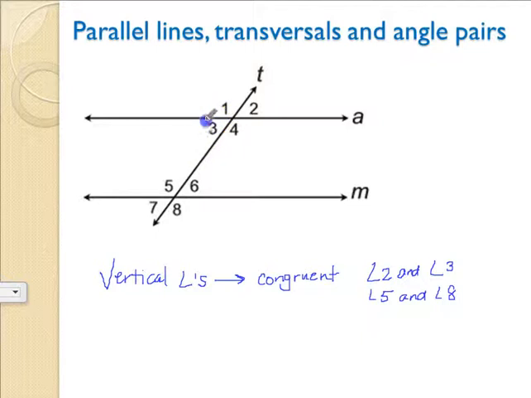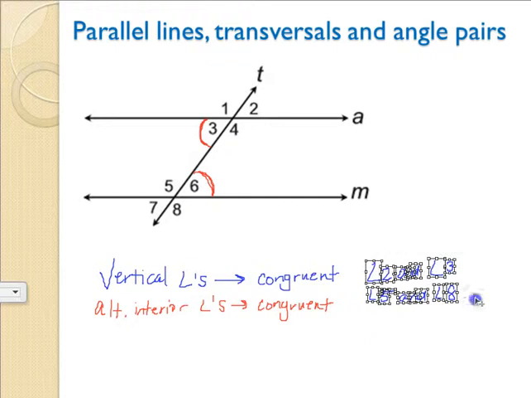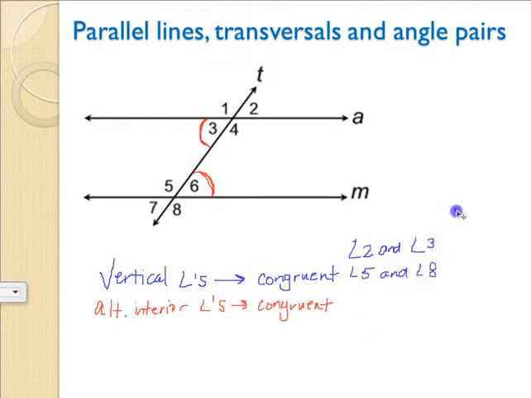Let's talk about alternate interior. We just did that on the previous slide, so they have to be within, or interior of, the parallel lines. Alternate interior, and then they have to be alternating on different sides of that transversal. So these are also going to be congruent. And then some examples, I'm going to move up these examples. Some examples would be 3 and 4, which are labeled.